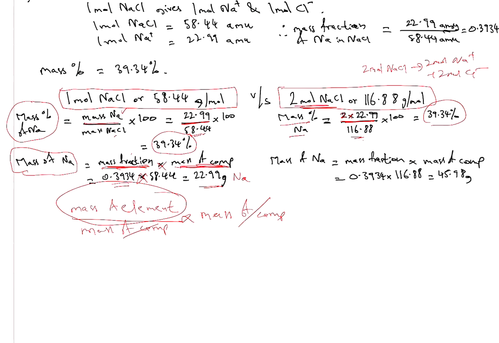In the second case, mass of sodium, again the same formula, mass fraction of sodium multiplied by the mass of the compound, same logic we talked about. Mass of element upon mass of compound is the mass fraction, and when you multiply that with mass of compound, the mass of compounds cancel and you are left with mass of the element. So again, the mass fraction is the same, 0.3934 in both the cases. But the mass of the compound in the first case was 58.44, in the second case is twice that, 116.88, and therefore the mass of sodium in the second case is 45.98.